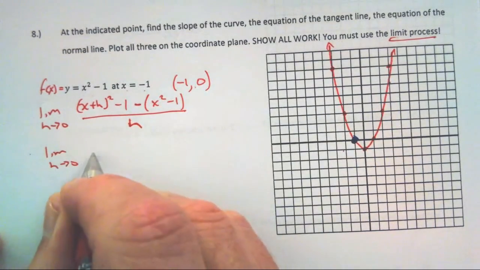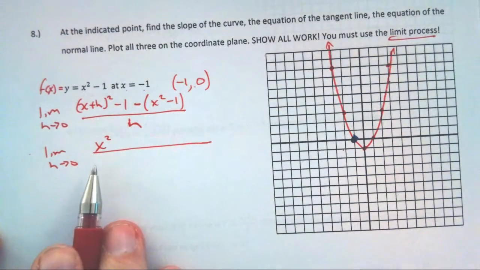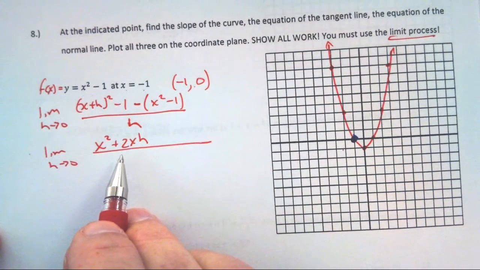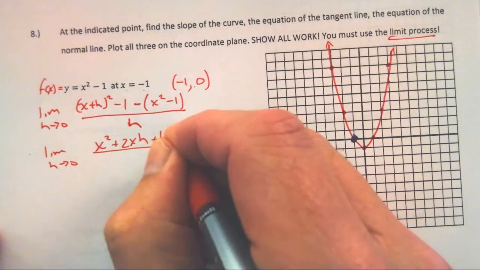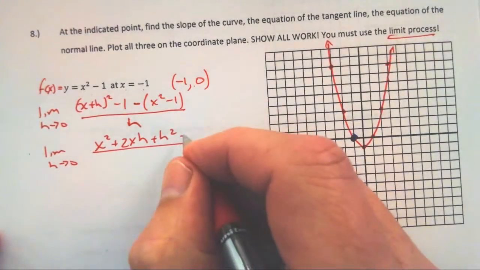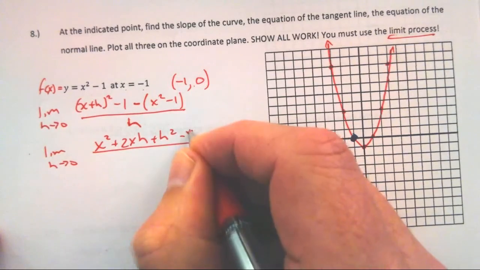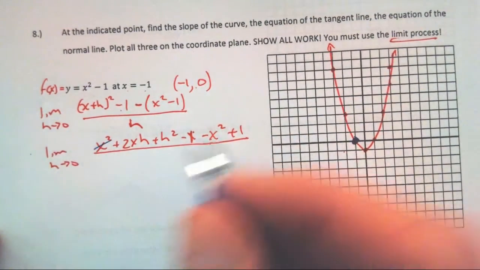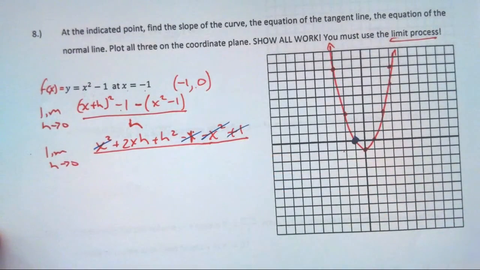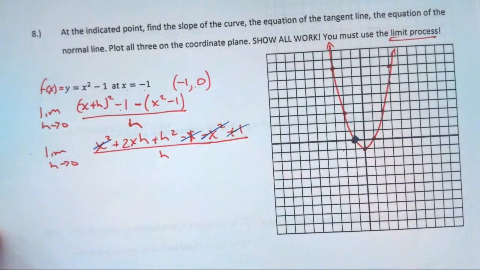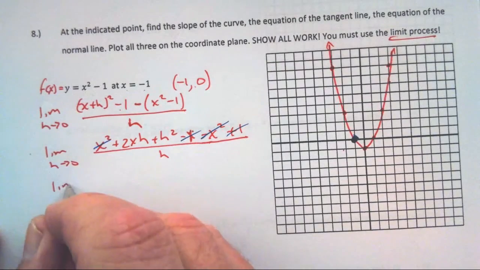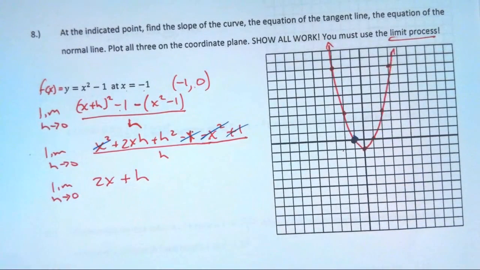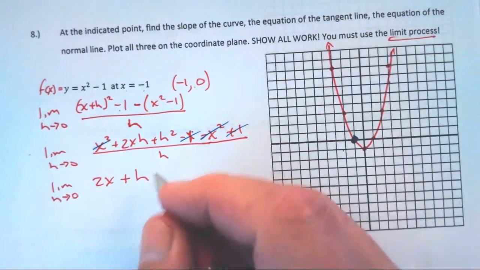Limit as h approaches 0, I get, FOIL, x squared. Think it'll cancel? It better. Plus 2xh. Think it'll cancel? Could, might not. Plus h squared. Think it'll cancel? Probably not. I'll be surprised. Minus 1. Still got my -1 here. Sorry, almost forgot that guy. Then distribute: minus x squared plus 1. X squared with one little line through it cancels. -1 with one little line through it cancels the +1. All of this is on h, and now I can reduce by h. So I get limit as h approaches 0 of 2x plus h. And now I'm actually finding the limit by putting 0 in, equals 2x.